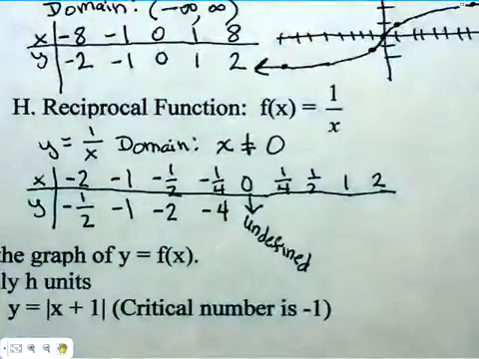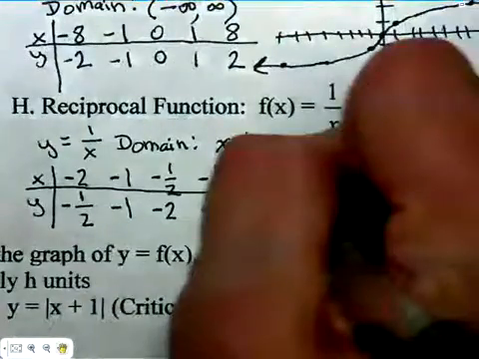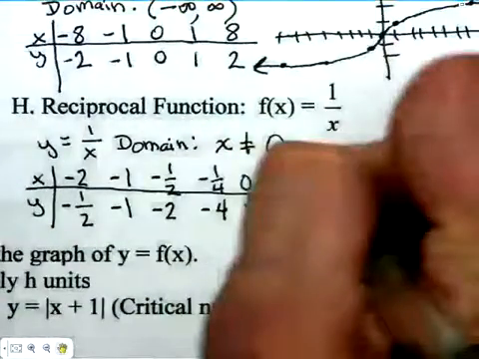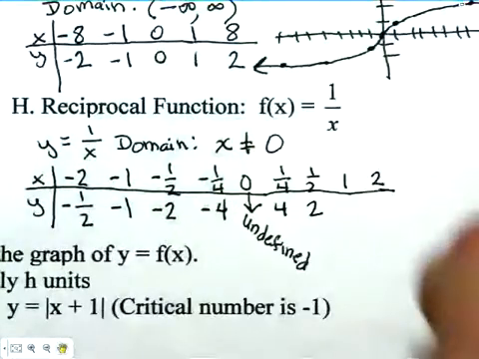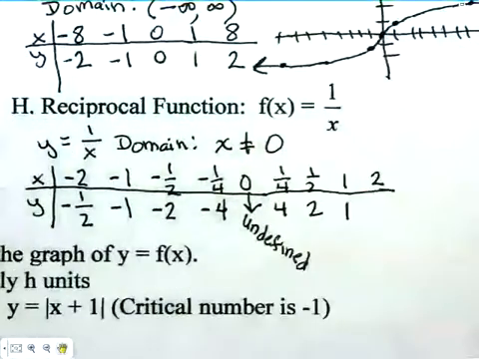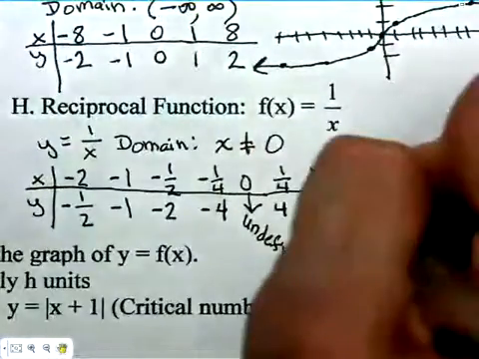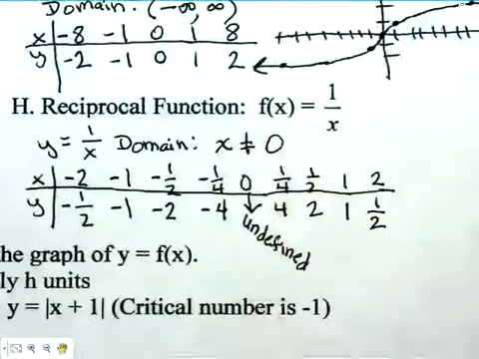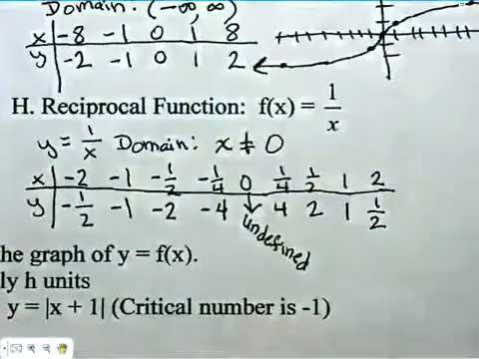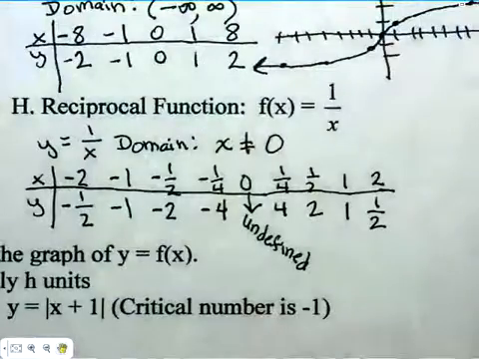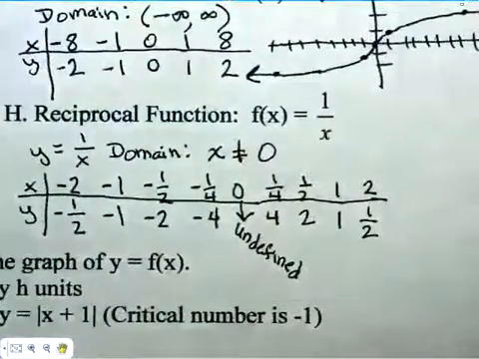When x is 1/4, y would be 4. When x is 1/2, y would be 2. When x is 1, y would be 1. And when x is 2, y would be 1/2. All right. Let's graph those 8 ordered pairs.